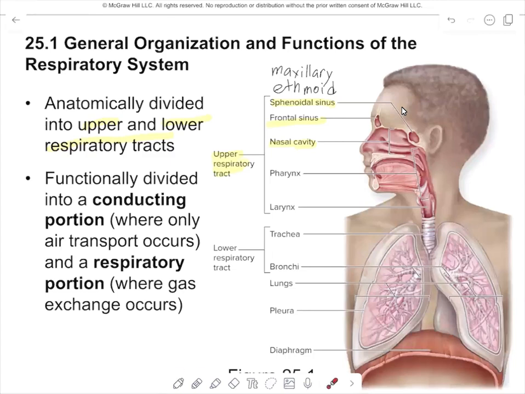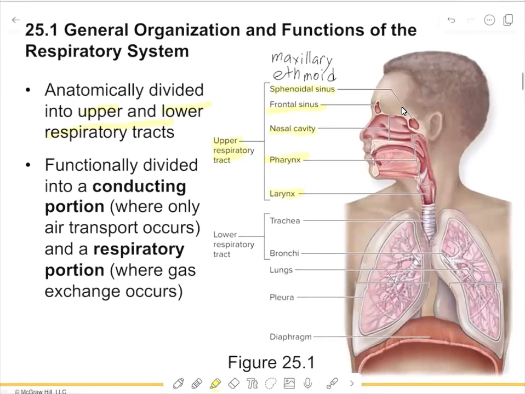In addition to the sinuses, we also have the beginning of the upper respiratory tract here. The throat area is called the pharynx. Below the pharynx, just inferior to it, would be the larynx or the voice box. And that's where the upper respiratory system ends.